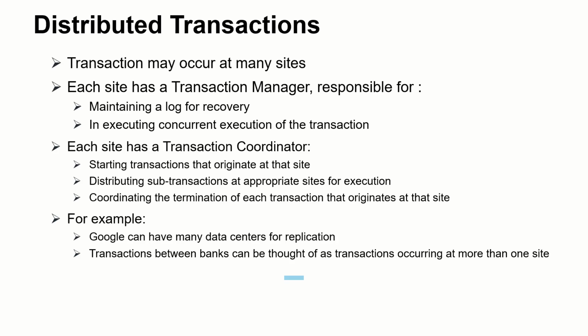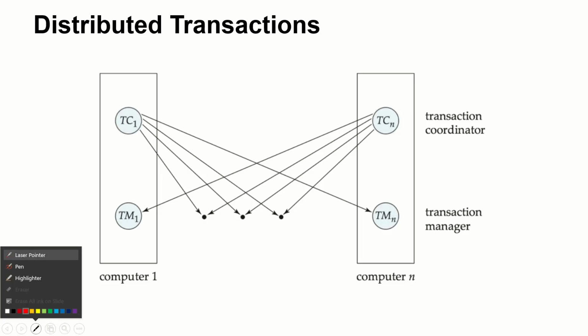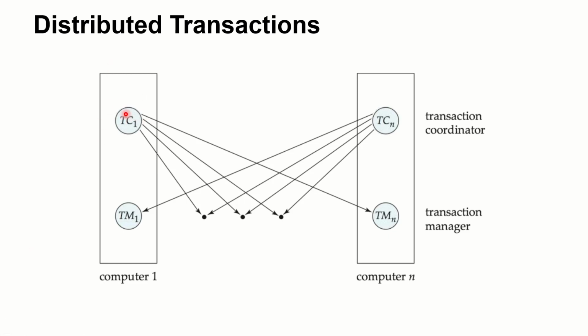How this happens, we can better understand from this picture. Here is the transaction coordinator of computer one. Let's say a request comes here. This request requires distributing its sub transactions to many sites. The transaction coordinator simply distributes the sub transactions to each site, and then the transaction manager is going to execute those transactions. At the end, the transaction coordinator verifies whether the transaction is terminated or not. In this way, we can better understand how the distributed transaction architecture works.